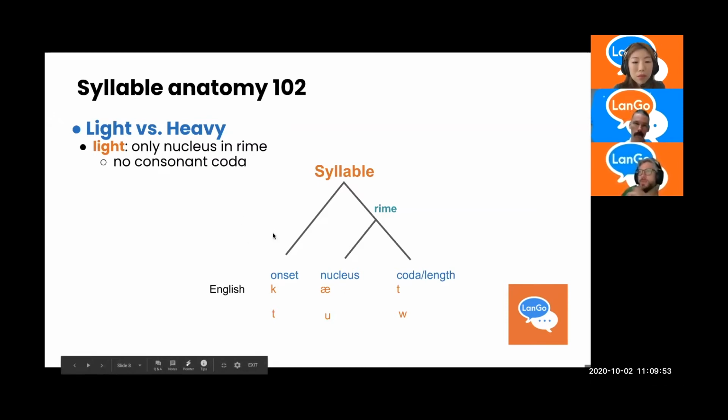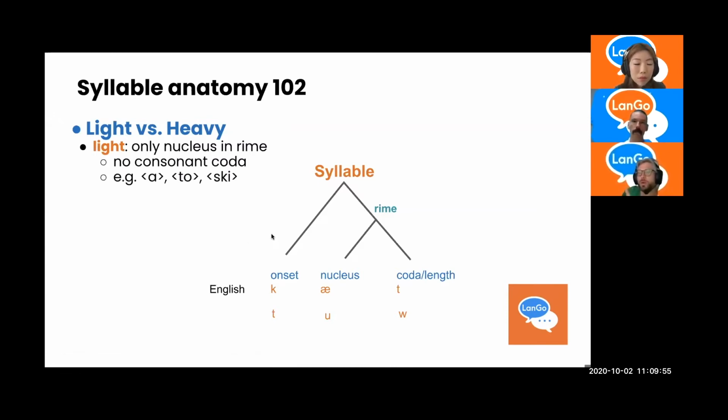For now, I'll give you a few examples of light syllables. The word for the indefinite article in English, normally pronounced "uh," like I have a green dog, is a light syllable because it only has a nucleus. Also, the dative preposition in English, to, as in I went to the park, only has an onset and a nucleus. So that's a light syllable.